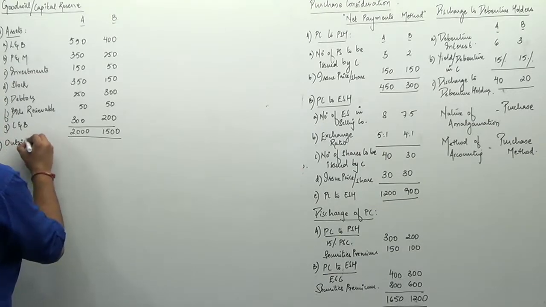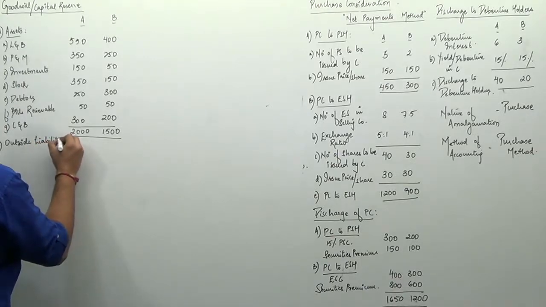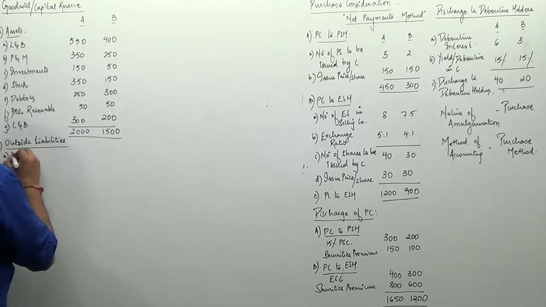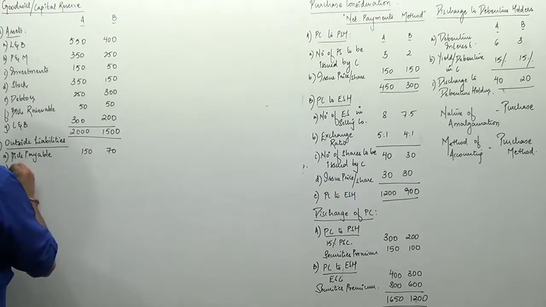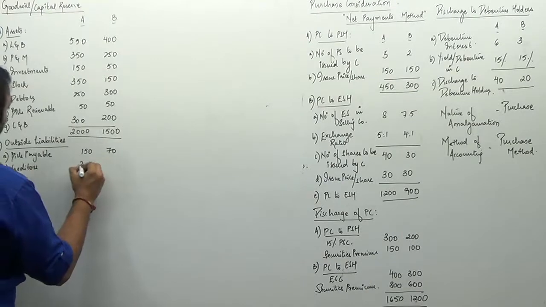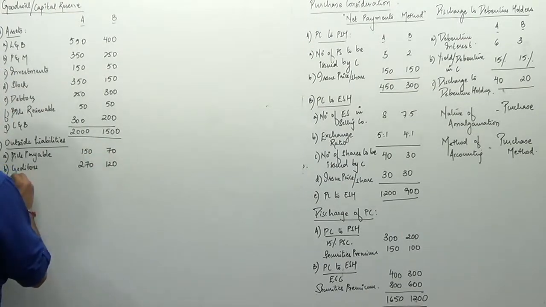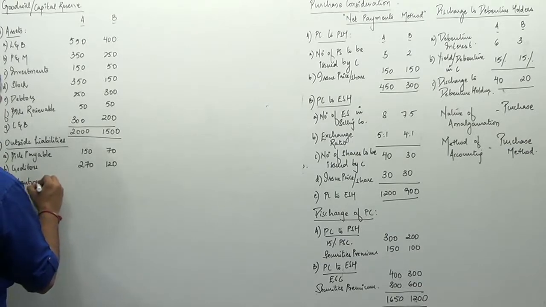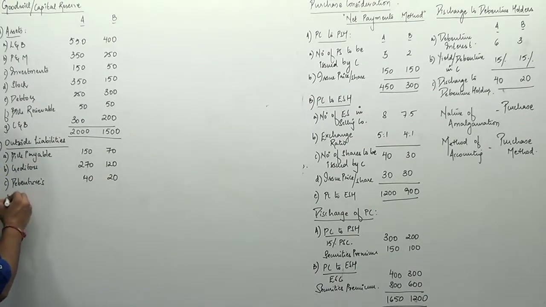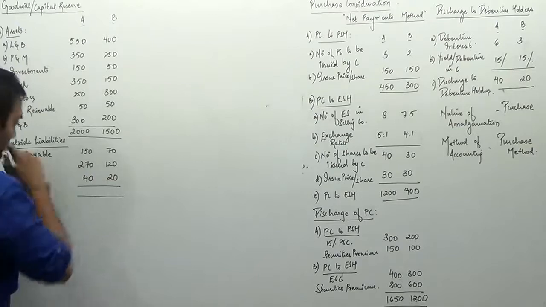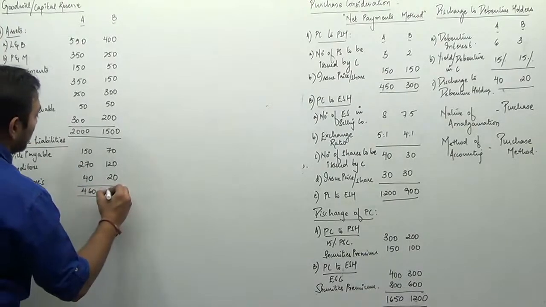Reduce outside liabilities from this, going from bottom to top. First one is bills payable: 150 and 70. Creditors: 270, 120. Debentures, settlement values. Guys, settlement values changed for debentures. Debentures, settlement values are 40 and 20. It is not 60-30 anymore. Last one is secured loans. I'm sorry, secured loans itself is debentures. Nothing called a secured loan, that's it. That's all for my outside liabilities. Outside liabilities are 460 and 210.